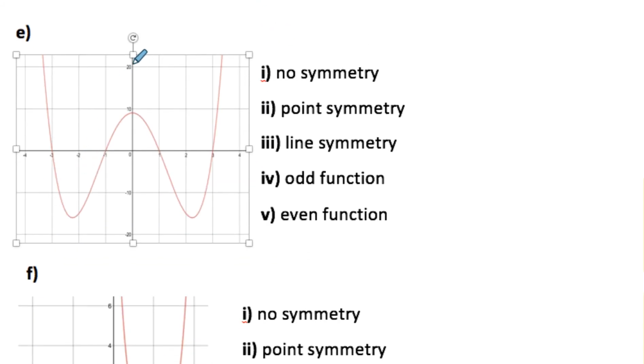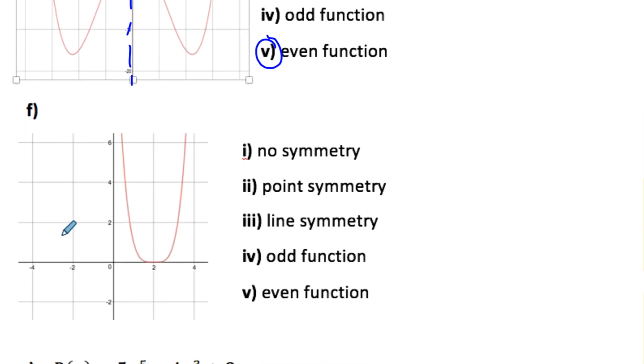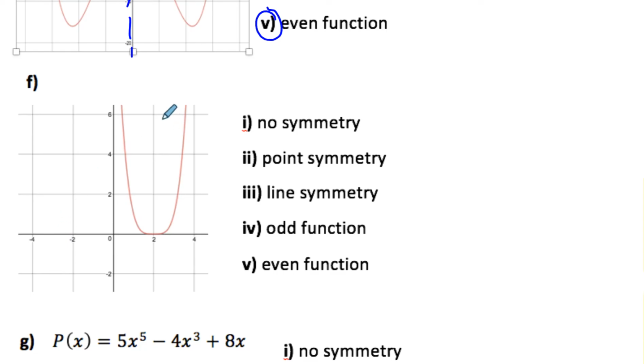Part E, we just have the graph, and I can tell from this graph this function has line symmetry right here at the y-axis. That makes it an even function. So I can circle line symmetry and even function. Part F, this function does have line symmetry right here about the line x equals 2, so I can circle line symmetry, but I could not circle even function because that line symmetry is not at the y-axis.